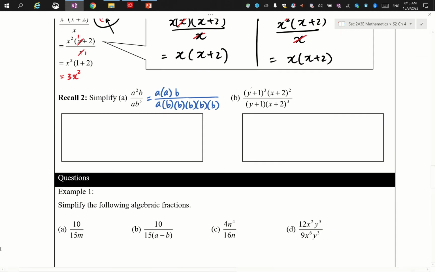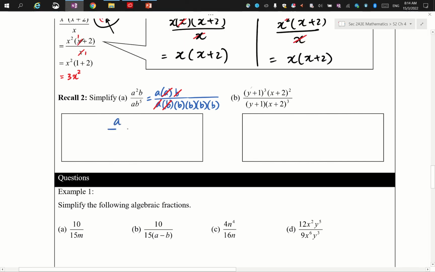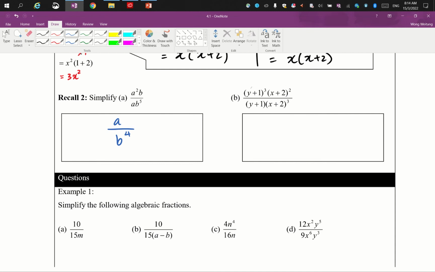Now we have some quick revision. a squared b is the same as a times a times b. Typically we don't expand everything out. a times b to the power 5, we've got a times b, 1, 2, 3, 4, 5 of them. So when we simplify, we still want to cancel with common factors. So 1 a and 1 a, 1 b and 1 b, leaving us with a over b to the power 4. So usually we don't expand everything out. What we tend to write for our working is this.